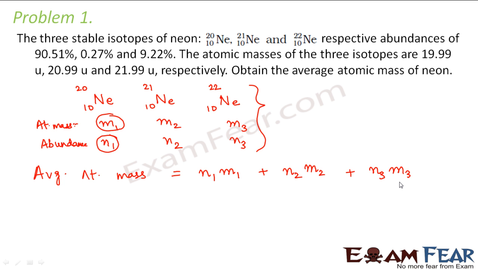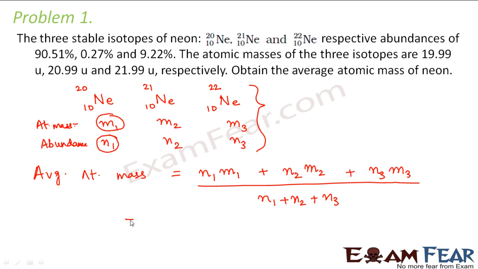If I say that 2% of neon 20 is present there and the mass of neon 20 is 2 grams, that means you have 2% of 2 grams present there. So that is what I have done here, N1 percentage of M1. Now you have to calculate the average weight, so you divide it by N1 plus N2 plus N3.